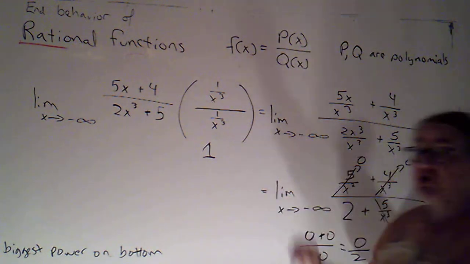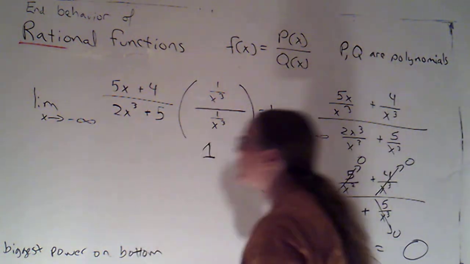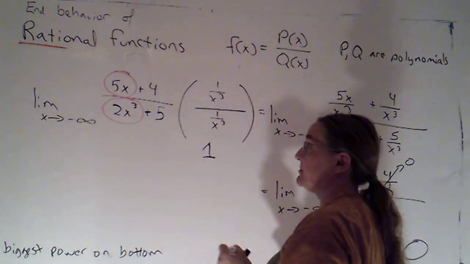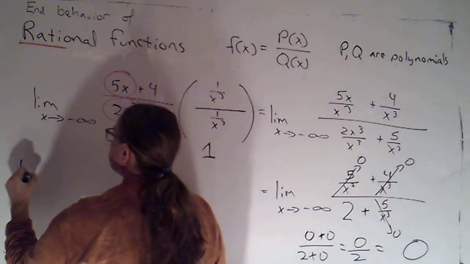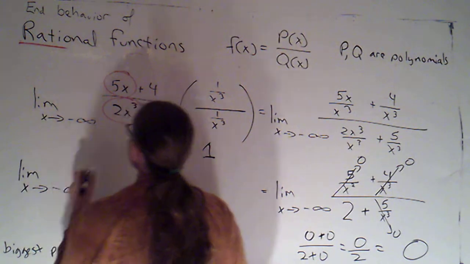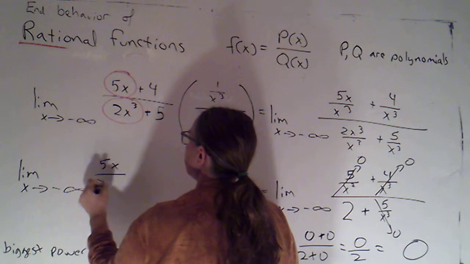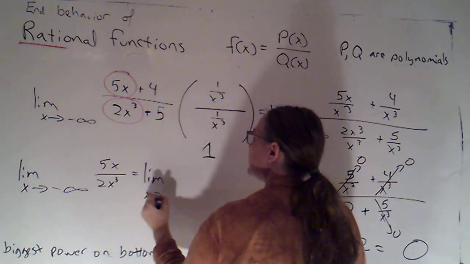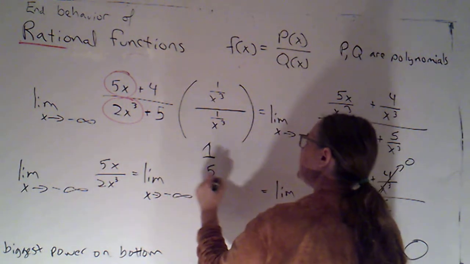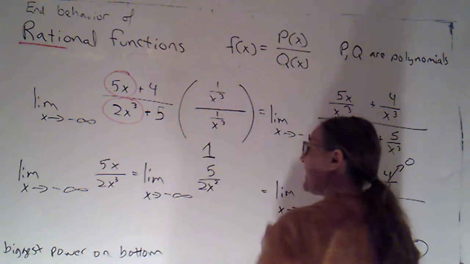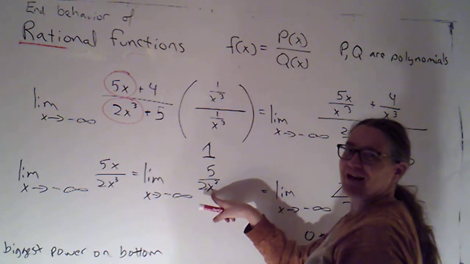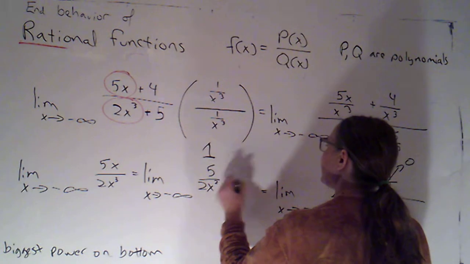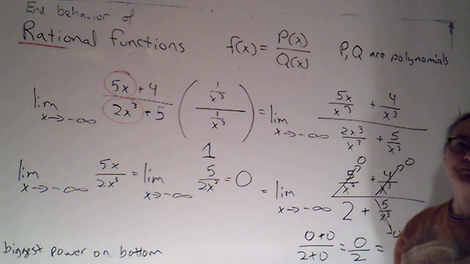All right, if we were to check this using the shortcut of just looking at the fraction of the lead terms, that would be limit as x goes to negative infinity of 5x over 2x cubed. Canceling an x, that becomes the limit as x goes to negative infinity of 5 over 2x squared. We've got x's on the bottom, and x is getting really, really big. Just happens to be in the negative direction. That's going to go to 0.